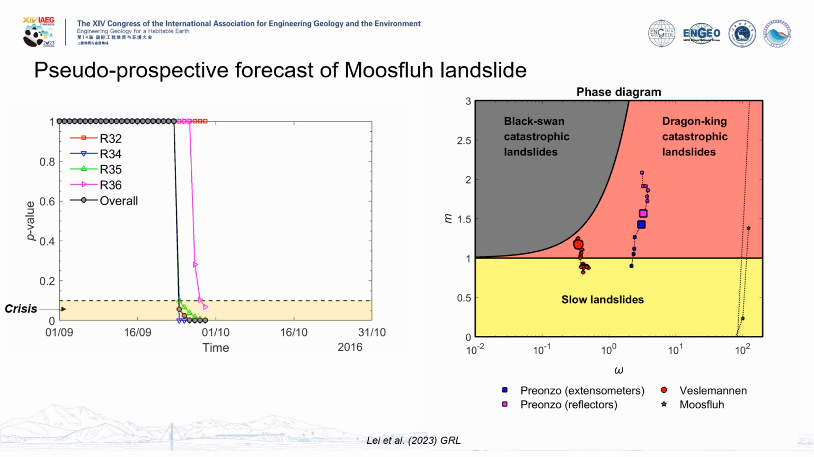In the forecast analysis, we can see a systematic p-value decline in late September, which means that the slope has entered into a crisis indeed. On the phase diagram, we can see that this landslide was indeed in the Dragon King regime at the beginning of the crisis, but later evolved into a slow landslide. The deceleration of this landslide was later found to be due to the buttress of the viscous glacier at the toe of the slope.